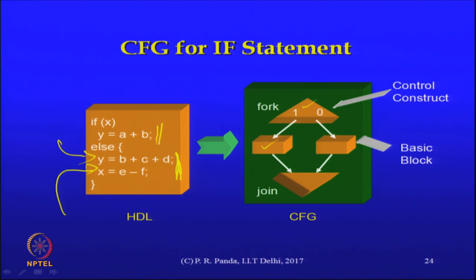That is not captured in the CFG. The CFG is only capturing in a dummy node like this that there is a basic block. So, we have not yet completely captured that HDL in an intermediate representation, but at least the control part of it we have captured.